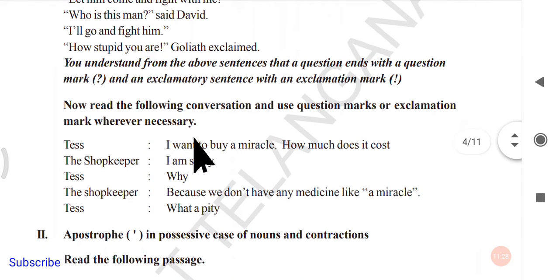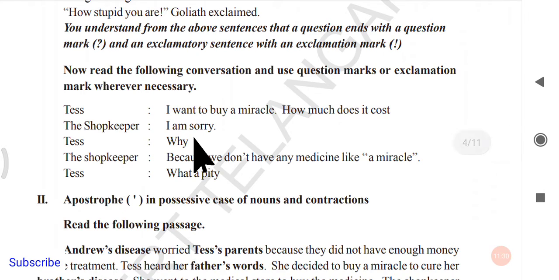So we have five sentences here, and we have to place a question mark or exclamation mark wherever it is needed. Look at the first one. Tess: I want to buy a miracle. How much does it cost? The shopkeeper: I'm sorry. Tess: Why? The shopkeeper: Because we don't have any medicine like that. A miracle. Tess: What a pity.